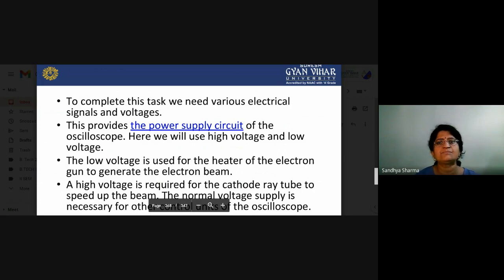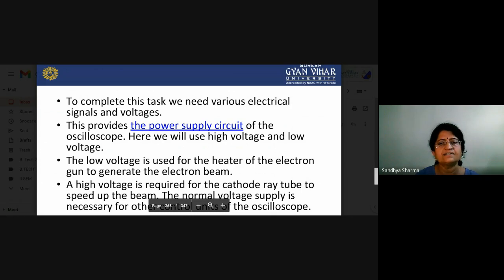So this is provided by the power supply circuit of the oscilloscope, which is also a part of our block diagram. The low voltage is used for the heater of the electron gun to generate the electron beam. We use the low voltage for the electron gun because the electron gun generates the electron beam, and it works just like a cathode.